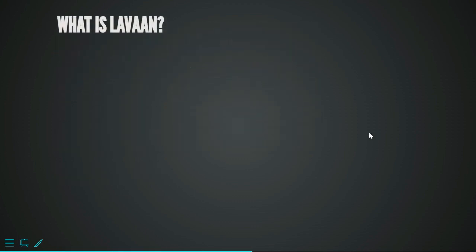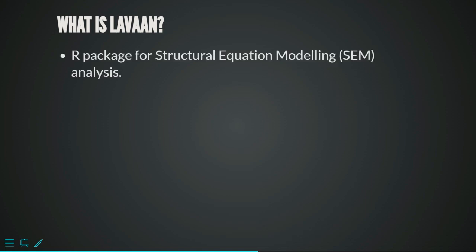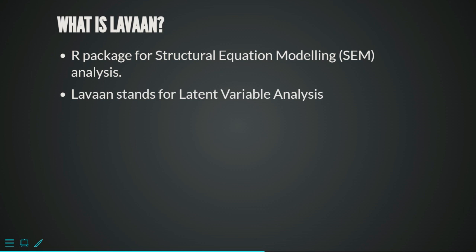First of all, we need to know what Lavaan is. Lavaan is actually an acronym that stands for Latent Variable Analysis. It's an R package for structural equation modeling. It also has other packages which allow you to plot your hypothesized diagrams and show the relationship between the variables you have in your model.